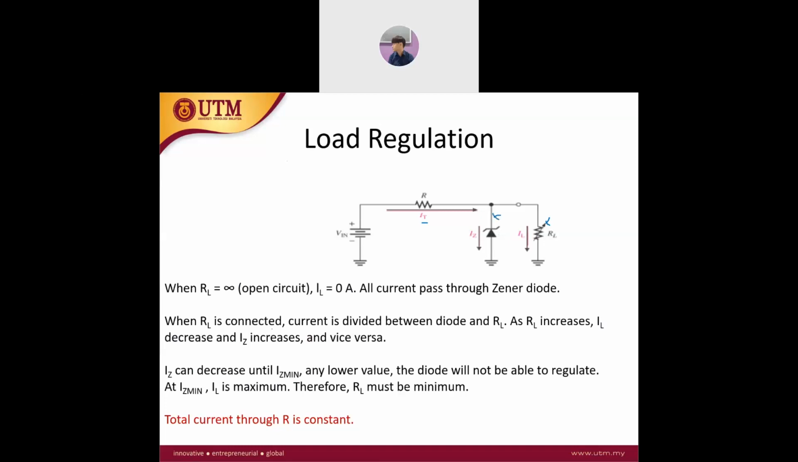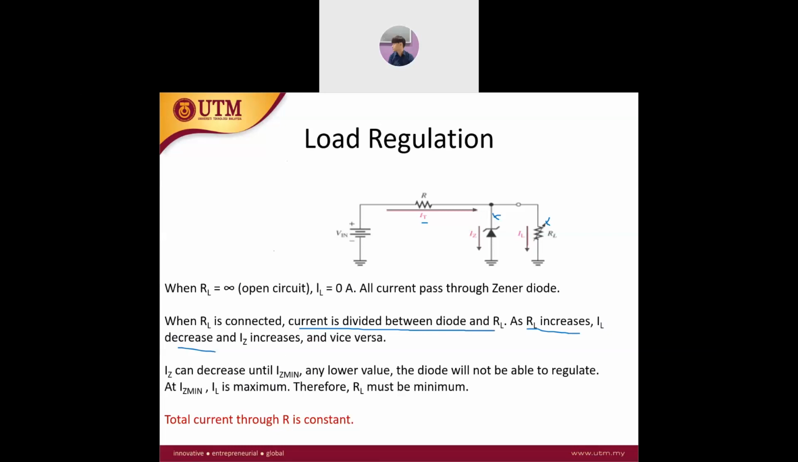When RL is connected, the current is divided between the diode and RL. As RL is increased, as the load resistance increases, IL will decrease, because V equals IR. So if R is increased, I will be decreased, and IZ increases, and vice versa. So it can decrease until IZ min only.